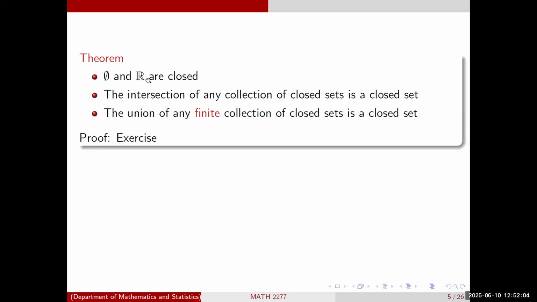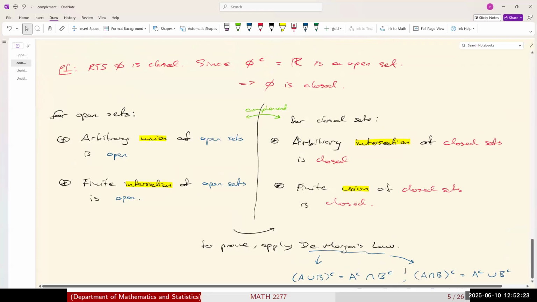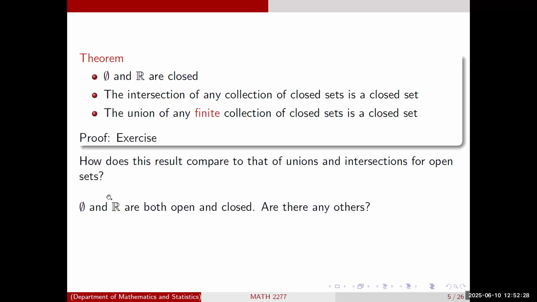Now, the first part here, the empty set and the real numbers are closed sets. But we also saw that the empty set and the real numbers were open sets, right? So I put here, how does this result compare to the union and intersection for open sets? That's this little table that I drew here. Okay, so that's how it compares. The empty set and the real numbers, we already saw these were open sets, but this term is saying that they are also closed sets. So the question is, are there any others?